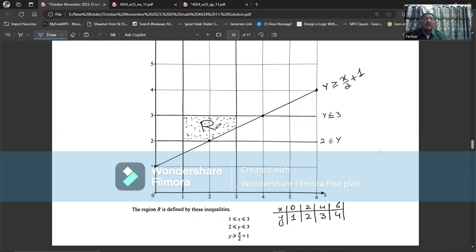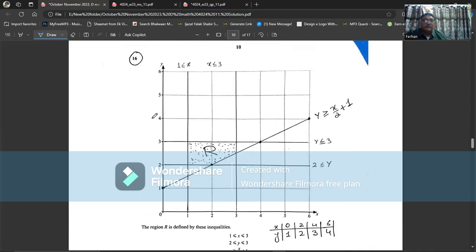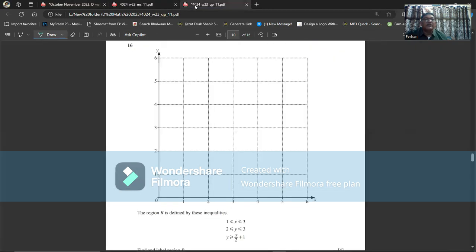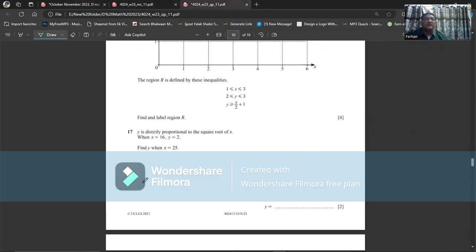So the area bounded by these inequalities is this. I have shaded it and I have put R here. This is how this is done. I hope you understand this. Let me show you. Okay, so this is the marking scheme. Okay, so we are going to the next question.